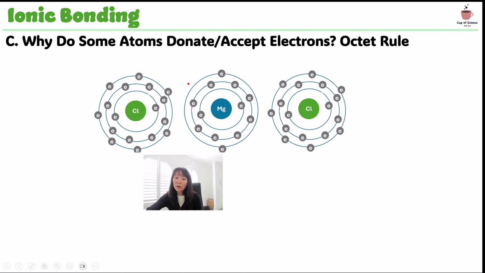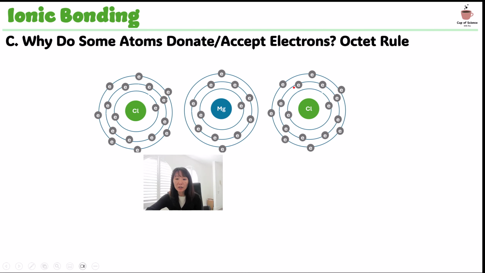Now, their desire is to fulfill their outermost shell, their very outermost valence electron, to have a totality of 8, except for hydrogen, which wants 2. Having 8 electrons allows the valence shell to be full, and that gives the element stability.